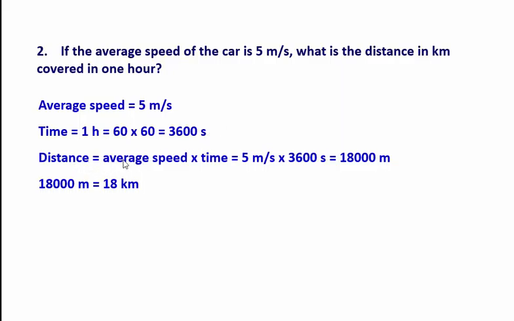So, average speed multiplied by time, 5 meters per second multiplied by 3,000 seconds is 18,000 meters. Now, how many kilometers is 18,000 meters? A kilometer is 1,000 meters. So divide this by 1,000 meters. That will be 18,000 meters divided by 1,000. That is 18 kilometers.